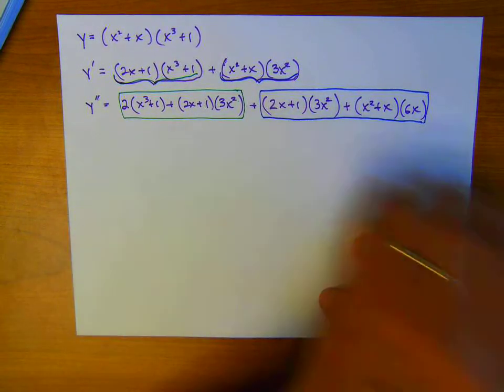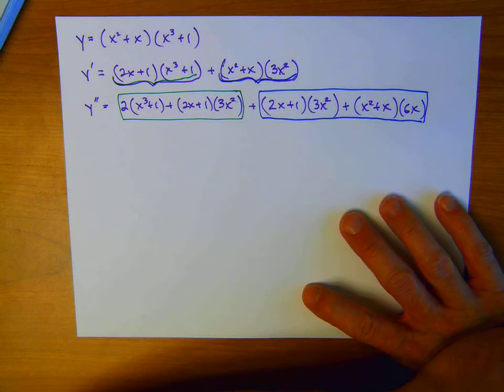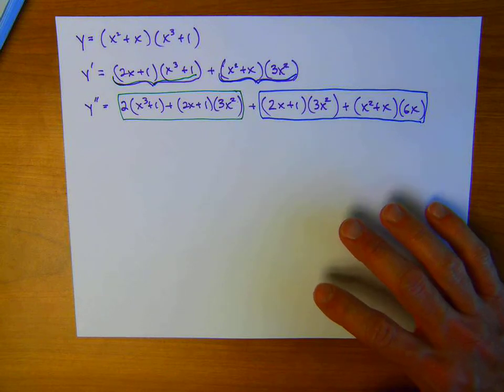So here's the second derivative. Again, it's a mess. We could clean it up, but that's not the point of this lecture. It's just looking at second derivatives, and in this case, second derivative applied using the product rule. Okay, so much for that example. Let's take a look at another one.